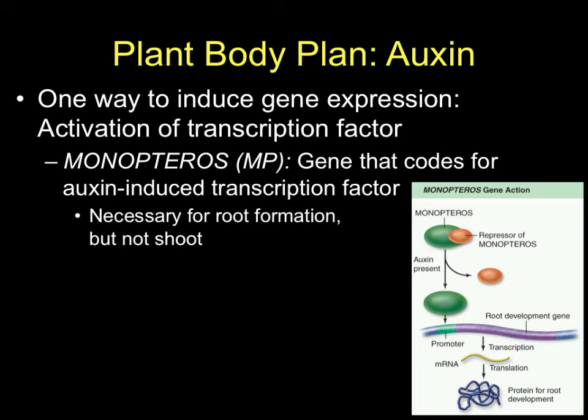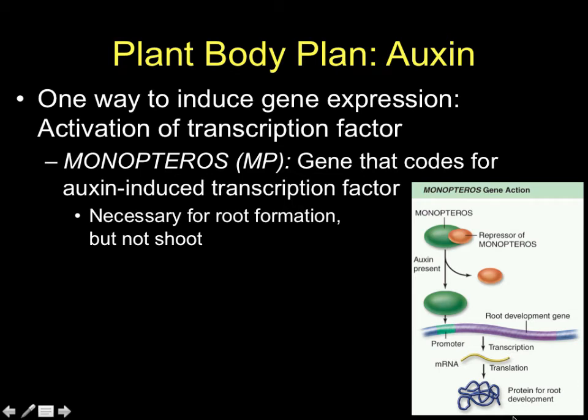In order to have transcription, there has to be what's called a transcription factor. Transcription factors are things that bind to what's called a promoter on a gene and allow for transcription to begin. If you don't have this transcription factor, you cannot do transcription, you cannot make RNA. If you can't make RNA, you can't make protein, and if you don't make this protein, then you don't get roots.